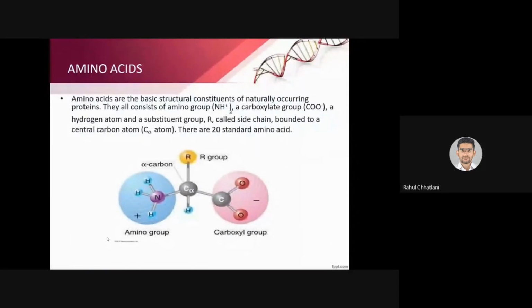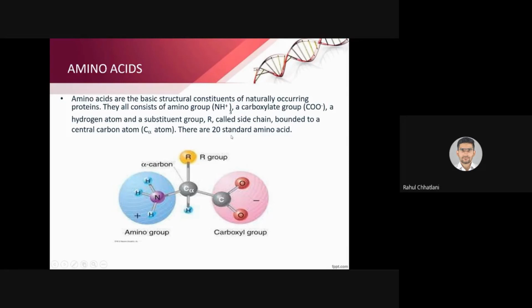Amino acids, that is the building block. The whole protein chain is made from amino acids. Yes, so amino acids are the basic structural constituents of naturally occurring proteins. They all consist of an amino group. You can see we discussed the NH group. Yes, so NH3, carboxyl group COO minus, a hydrogen atom attached, so you can see the hydrogen atom, and a side chain bound to a central alpha atom. So this is the alpha carbon also.